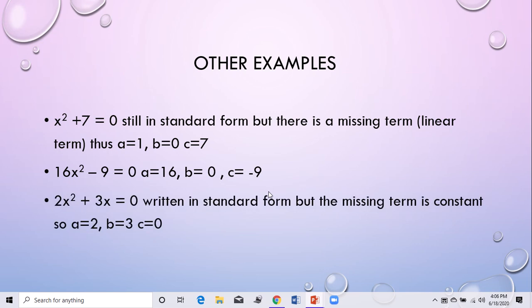Now, there are some cases where the missing term is the constant term. Like in this one, you have 2x squared plus 3x equals 0. This is written in standard form. So we can get the value of a, which is 2, b equals 3, c equals 0. And next, we have 3x squared minus 2x equals 0. So you just get the numerical values. So a equals 3, b equals negative 2, c equals 0.